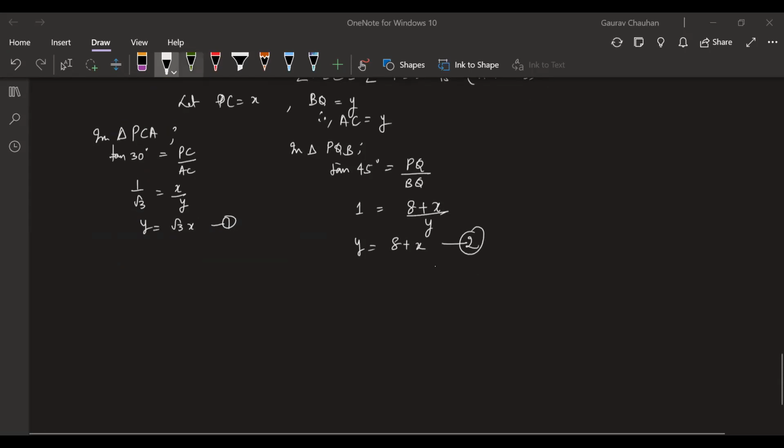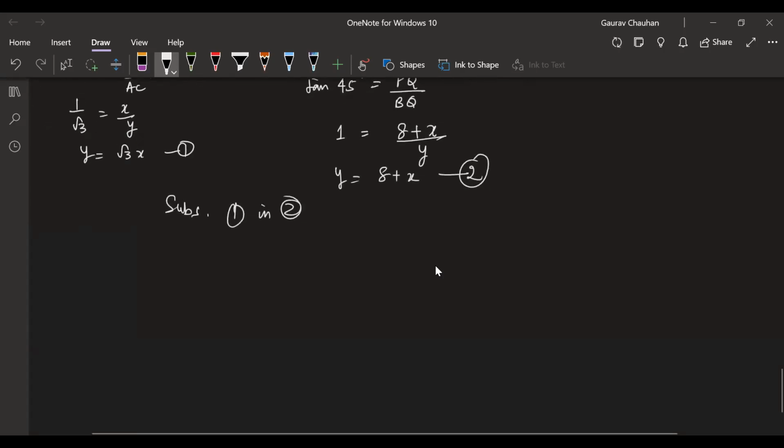Again, I can do substitution because I have y in terms of x here. So substituting 1 in 2, I get root 3x is equal to 8 plus x. Take x to the left hand side. I get root 3x minus x is equal to 8.